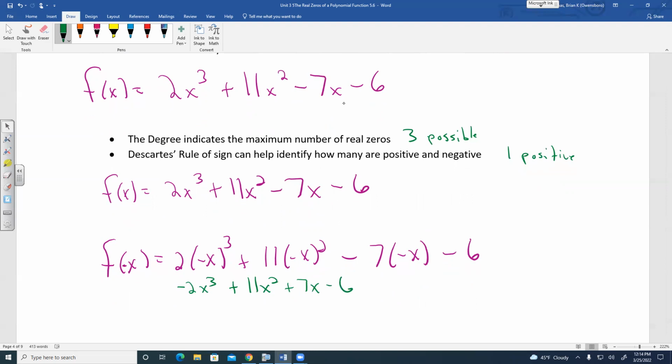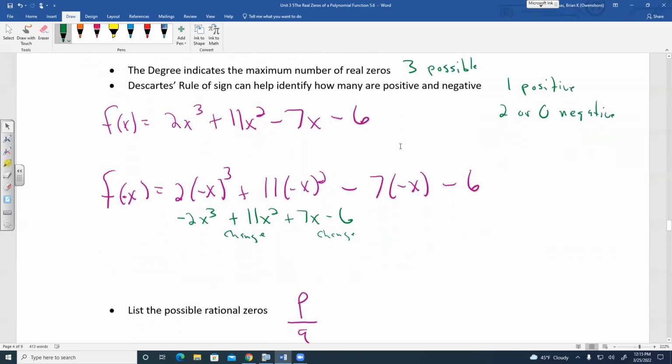So as far as the sign changes go here, it's negative, positive, positive, negative. So negative to positive is a change. That's positive still. Back to a negative is another change. So I'm seeing 2 sign changes. So there's either 2 or 0 negative real zeros possible. So we pick up on that information to start with.